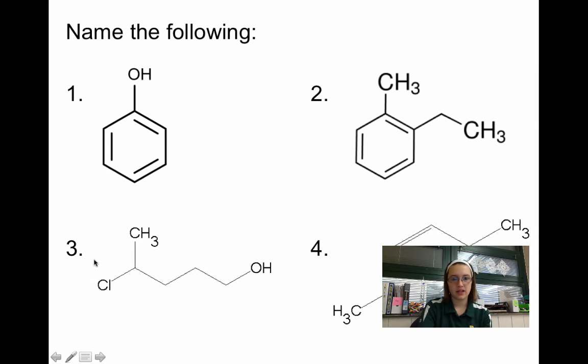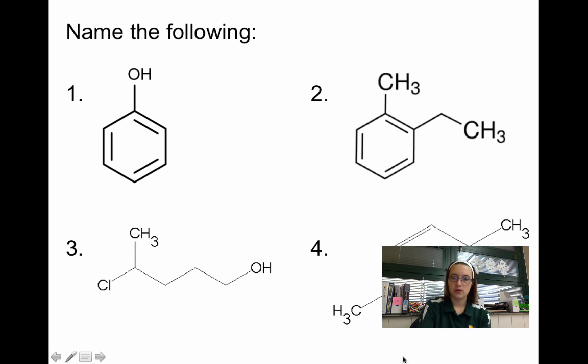And then number 3, find your parent chain first. 1, 2, 3, 4, 5. Okay, so my parent chain is 5 carbons, all single bonds, so it'd be pentane. But we have this OH group, which means it's an alcohol. Remember, alcohol takes precedence, so that means that this carbon needs to be my number 1 carbon. So 1, 2, 3, 4, 5. So I'm going to have 4-chloro-1-pentanol. Again, 4-chloro-1-pentanol, because we need to know where the OH group is.